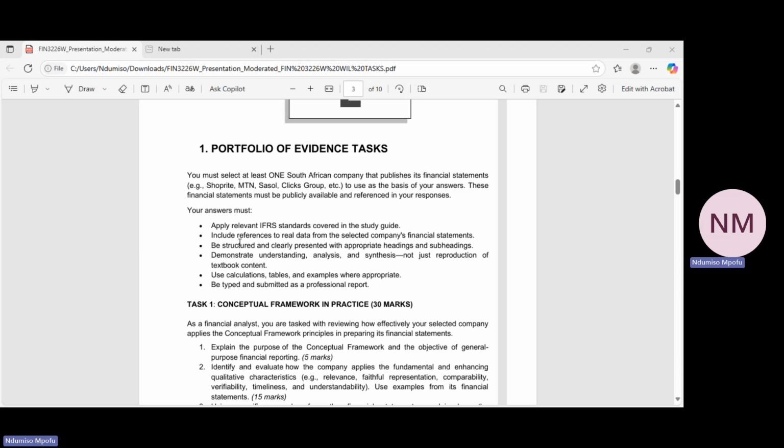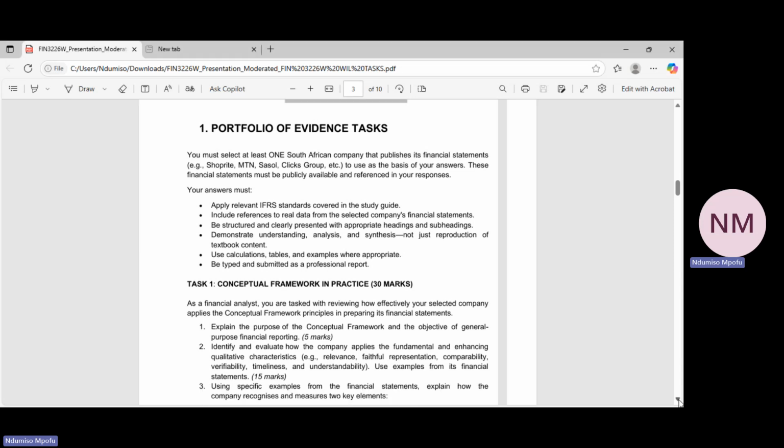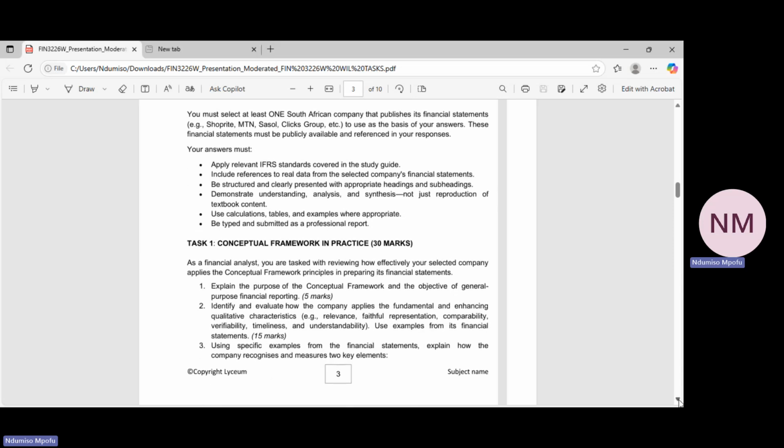Then the next point is that your final submission should be structured and clearly presented. I will advise that you structure your tasks based on the questions. Like, for example, we've got question 1. We're still going to look at question 1. Indicate that this is question 1. Some students, sometimes they just take question 1 in full. I would advise that you do that. Take question 1, write question 1, and then take it in full as it is. Then underneath, you put your answer.